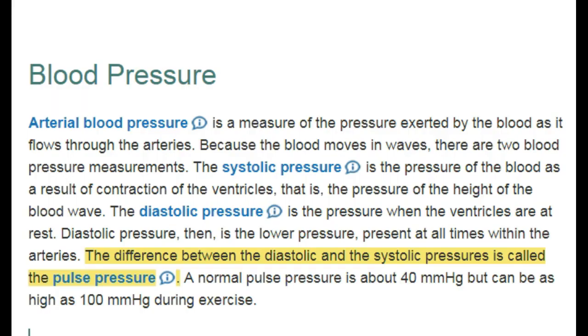Now, I pulled this from your book. Look on page around 500 for the chapter on blood pressure. I want to make sure that you understand arterial blood pressure is a measure of the pressure exerted by the blood as it flows through the arteries. Also, look here for systolic blood pressure. I want you to read that. And I also want you to read diastolic.